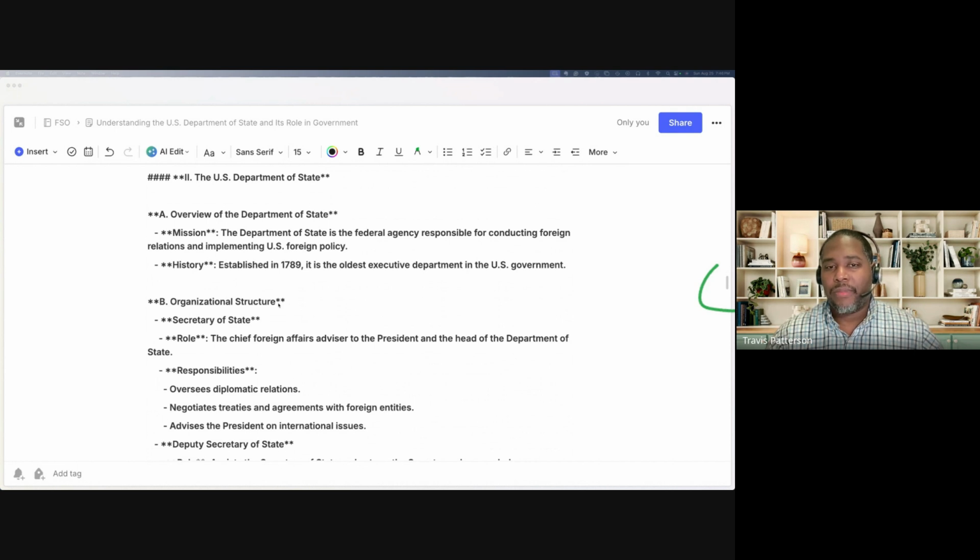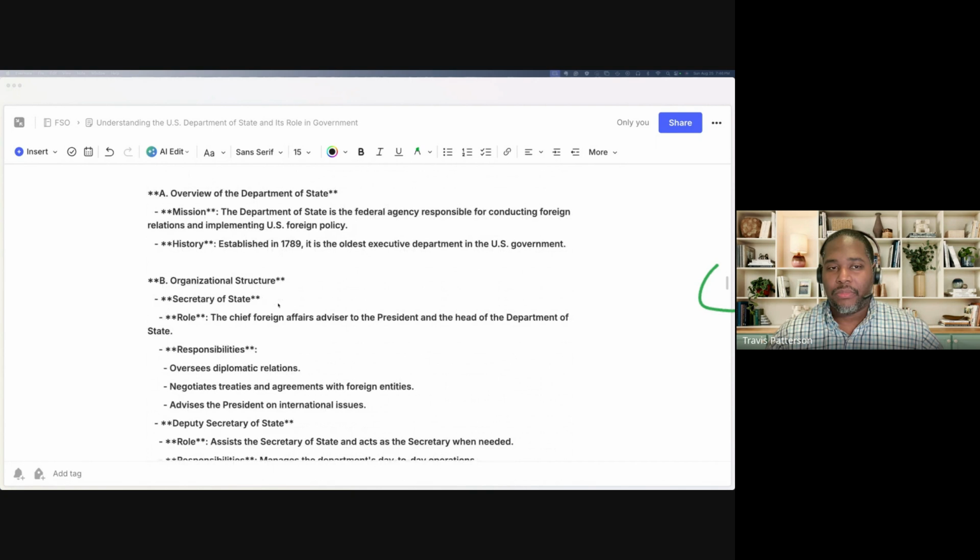The Department of State is a federal agency responsible for conducting foreign relations and implementing U.S. foreign policy. On its history, a point of conversation here: it was established in 1789. It is the oldest executive department of the United States government. It's important to know that in 1789 it was established first.